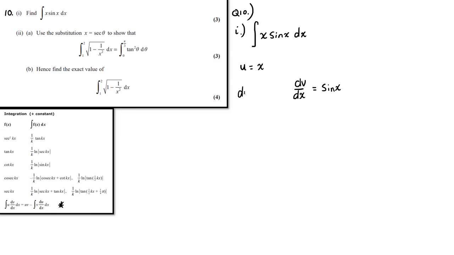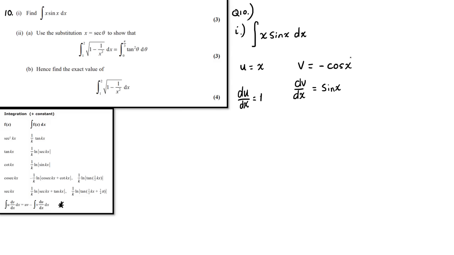So that's going to give us du by dx. And obviously if you differentiate x with respect to x, that just gives you 1 there. Okay. And now we need to find v. So to find v, we integrate dv by dx with respect to x. And in that case, if we integrate sine x with respect to x, that simply gives us minus cos x. Okay, so that gives us minus cos x.